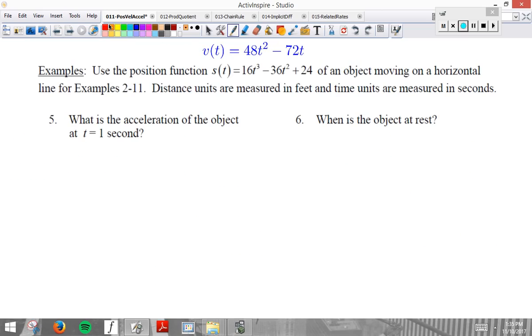Moving right along. So I've put the velocity function up here so we can continue to use it. Because the next question we're going to ask is, what is the acceleration of the object at 1 second? So to find the acceleration, our first step will be to take the derivative of velocity. Because acceleration is the derivative of velocity. Acceleration is the rate of change of velocity. So the acceleration function here, 2 times 48 is 96. Subtract 1 from the exponent, we get t.